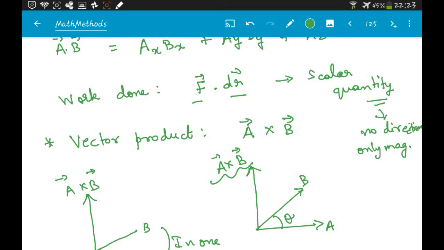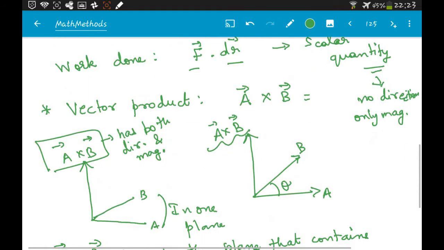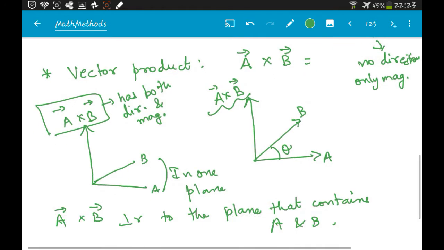So this is basically another vector. You can represent it, right? So this is actually another vector, and this vector has both direction and magnitude, because it's a vector. So a vector product gives a vector, but a scalar product, a product of two vectors in a scalar fashion, gives you a scalar quantity, which is only a magnitude but not a direction.